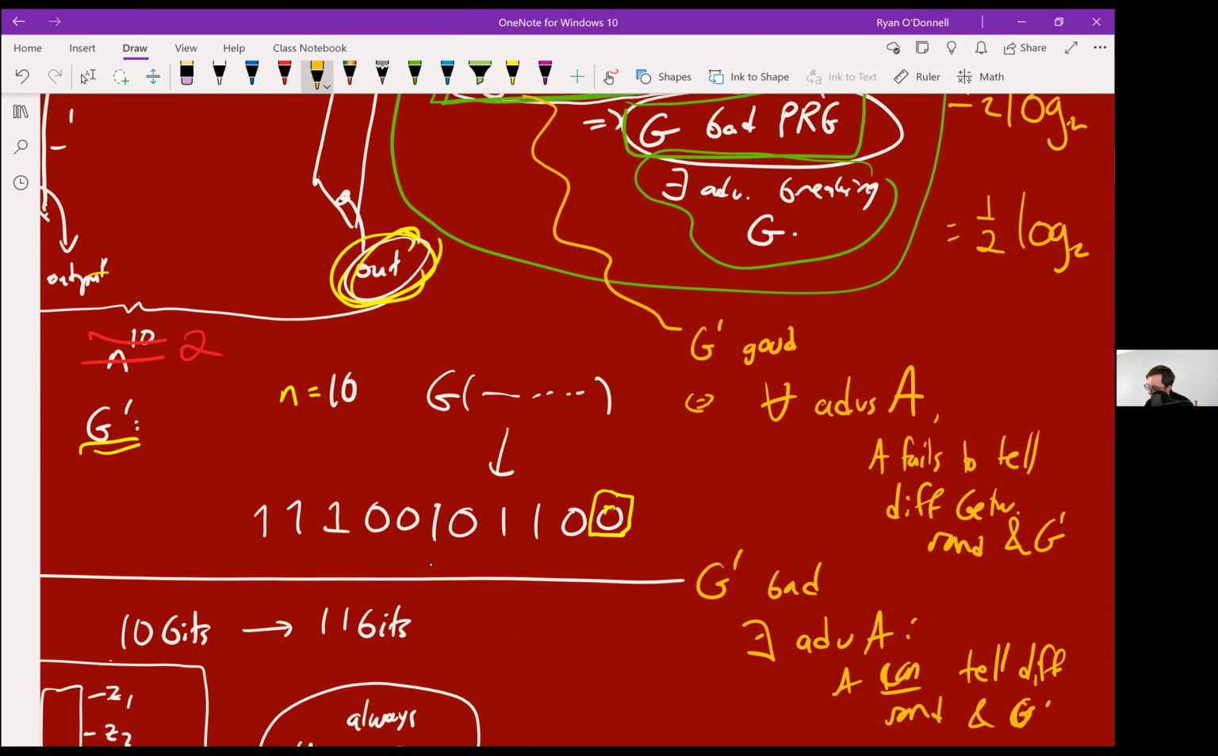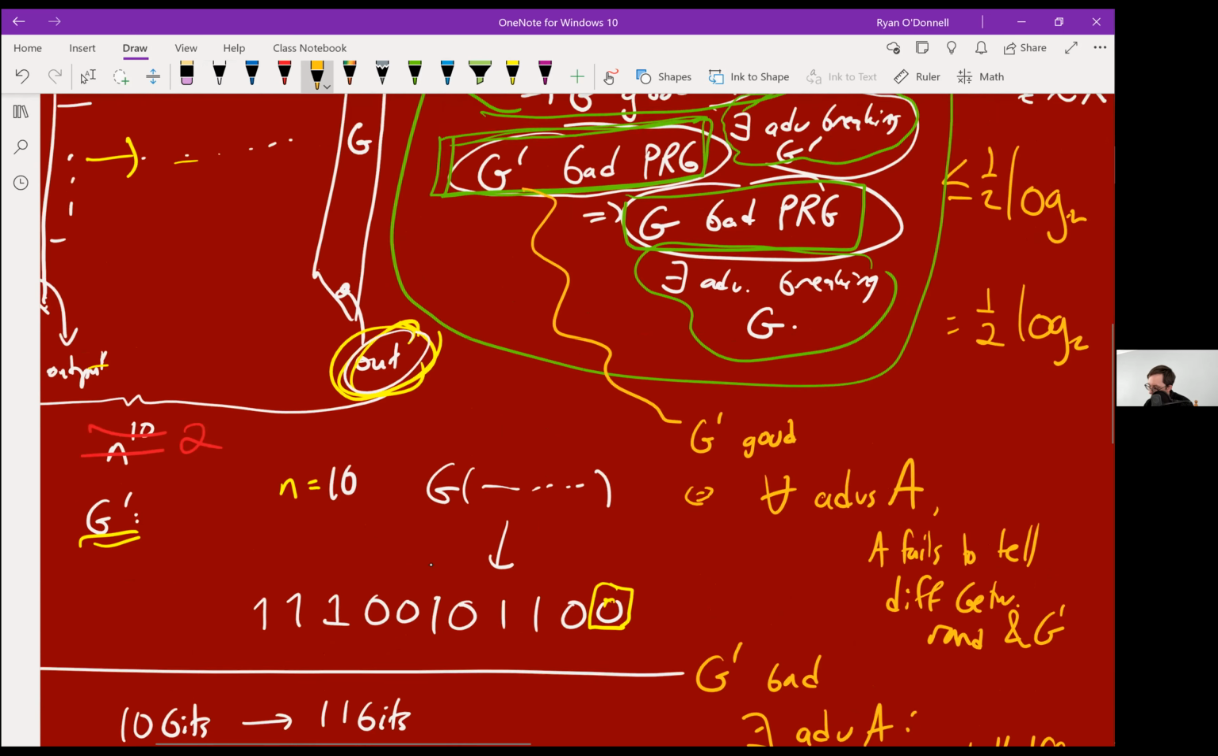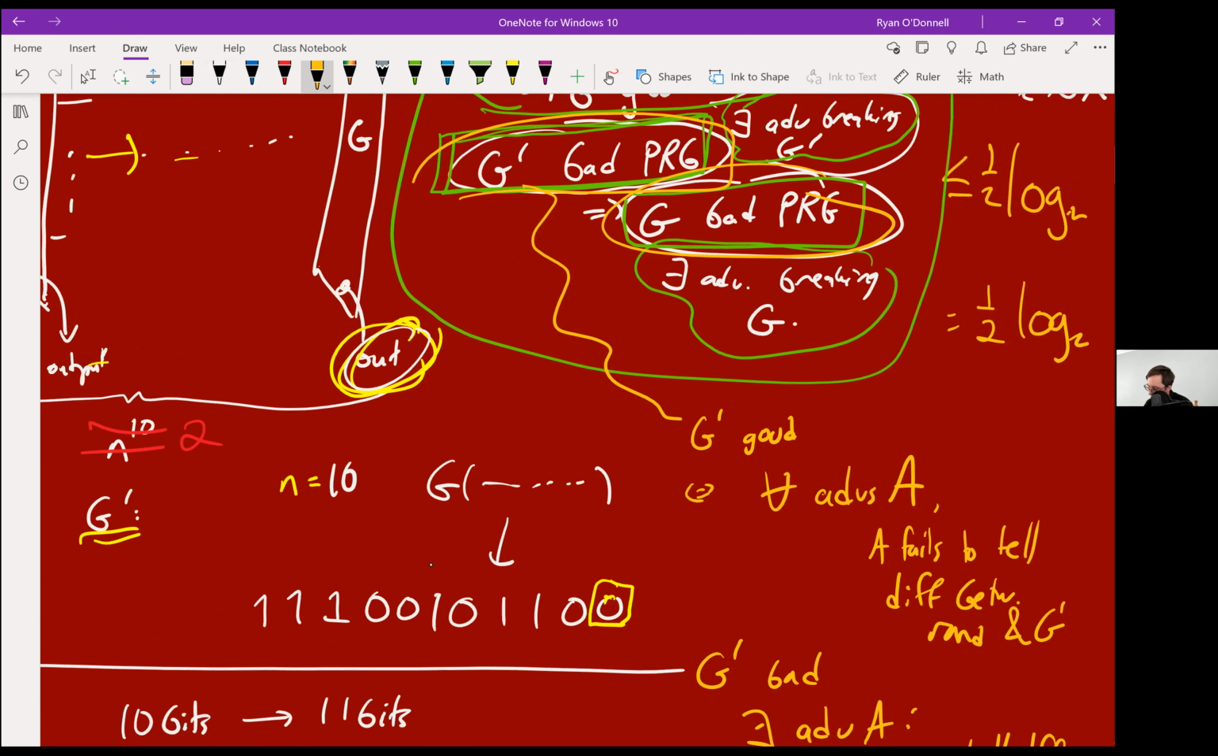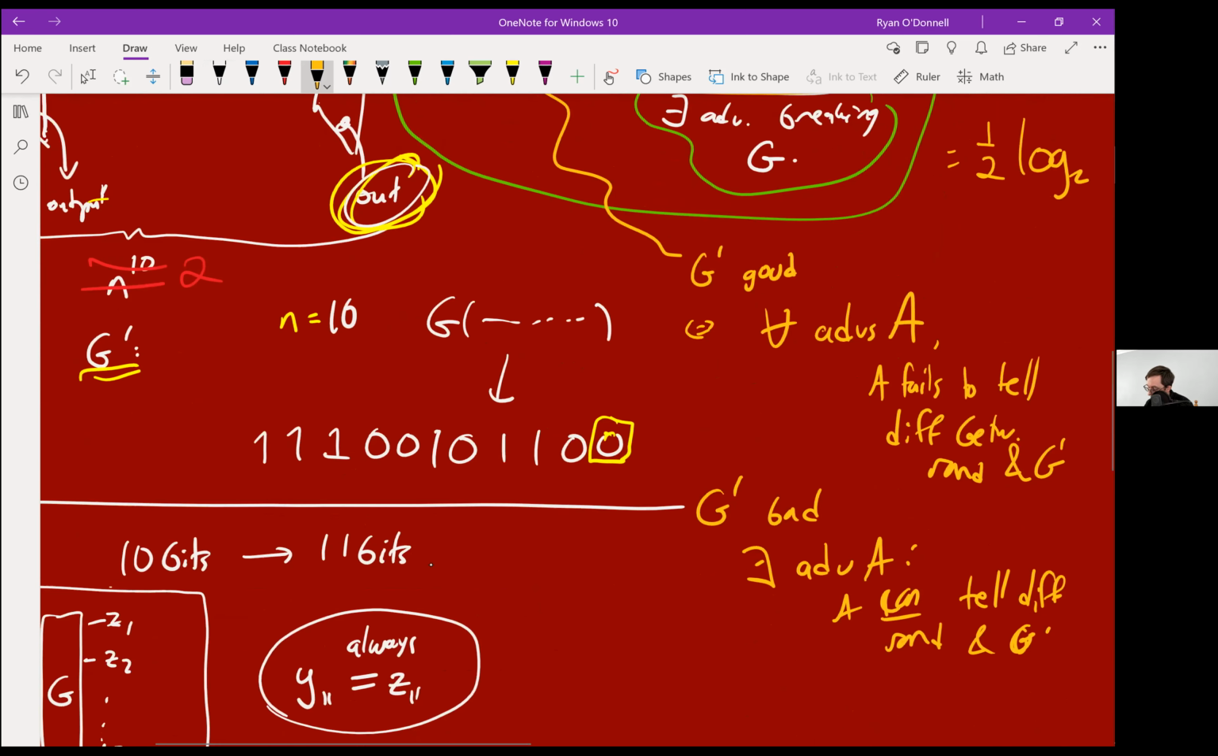Right. So when we're showing G prime is bad implies G is bad, G prime being bad means there exists some adversary that does some stuff. And we need to show that G is bad. So we need to show there exists some other adversary that does something involving G. I see. So basically we're taking as a postulate that there exists some adversary that can break G prime.